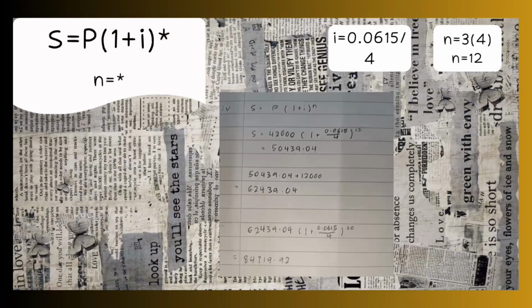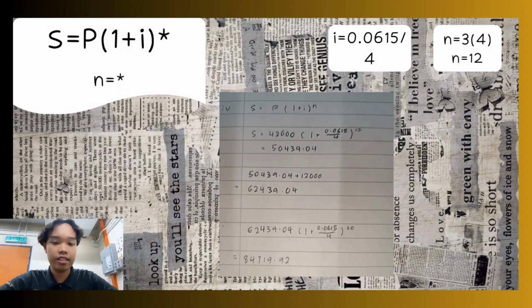Now I will explain part 4. After 3 years of investing in the same scheme from part 3, Aisha decided to add an additional 12,000 ringgit into her investment account. We need to find the total amount she will have at the end of 8 years. We use the compound interest formula from MAT112, which is S equals P bracket 1 plus i close bracket to the power of n. First, we find the value after the first 3 years.